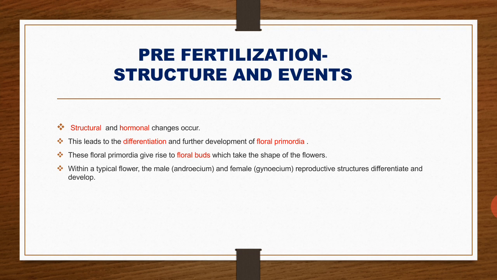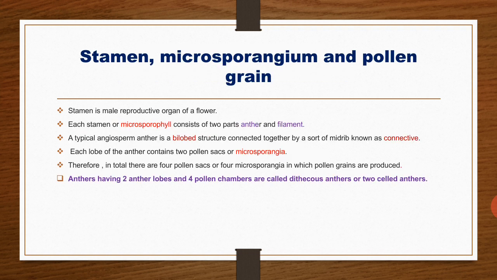Within a typical flower, male and female reproductive structures differentiate and develop. The male reproductive organ of a flower is the stamen. It is also called microsporophyll. Each stamen has two parts, anther and filament. Anther is the knob-like terminal fertile part, or we can say it is the pollen producing part of the stamen.